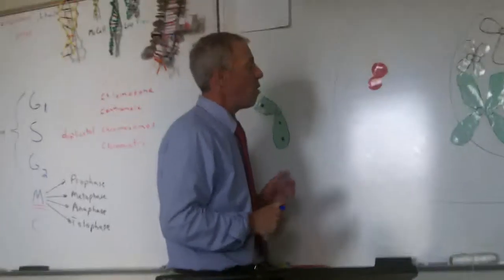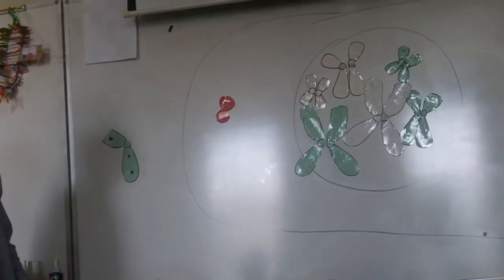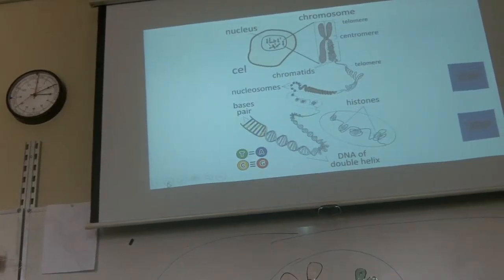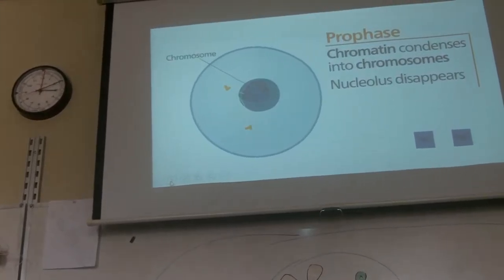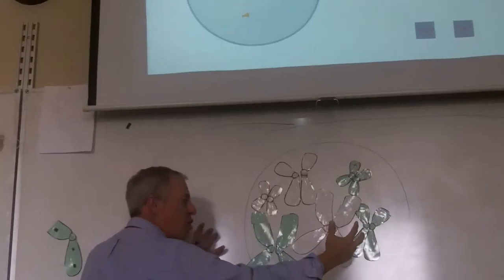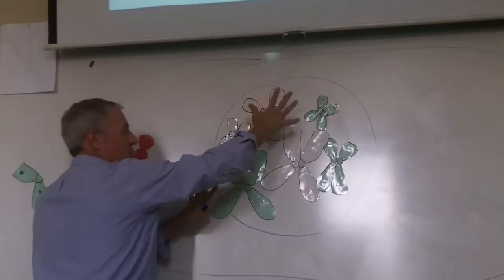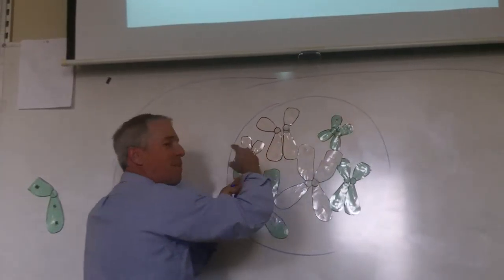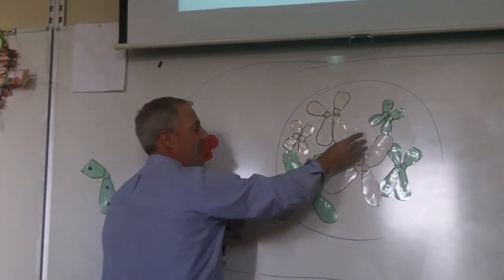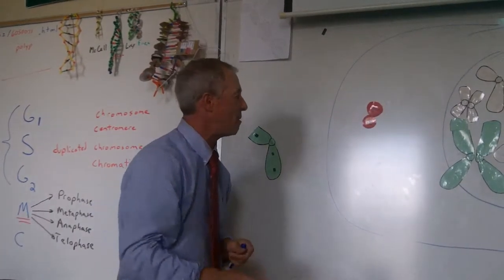Okay, so what all happens here? Well, during prophase, the chromosomes coil up where you can see them. That's what happens in prophase. It goes from spread out chromatin, it coils up like I showed you in the video, and now you have duplicated chromosomes that you can see in the nucleus. But that's not all that happens.